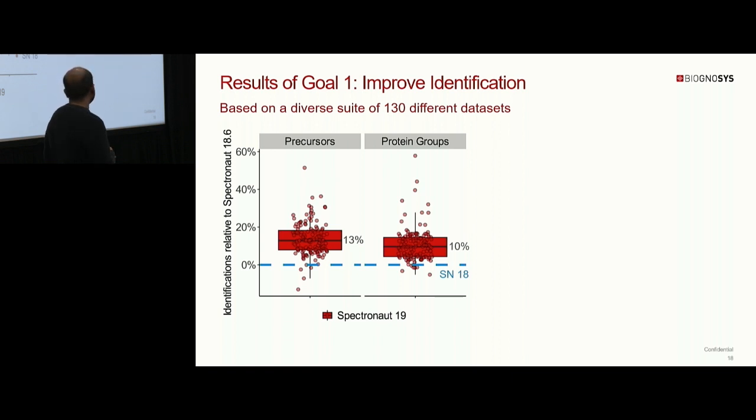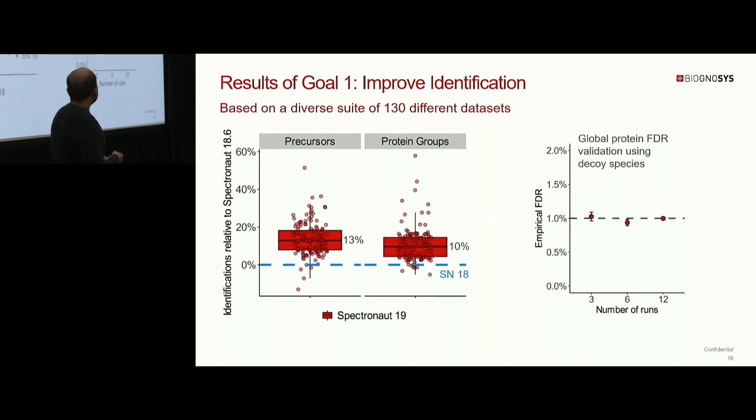And on average, what we see is that Spectronaut 19 gives 13% more precursors and 10% more protein groups than Spectronaut 18 with direct DIA. And we also extensively benchmark or validate FDR. And here's just one of the experiments where we wanted to show that there is not a dependency of number of runs on global protein FDR.